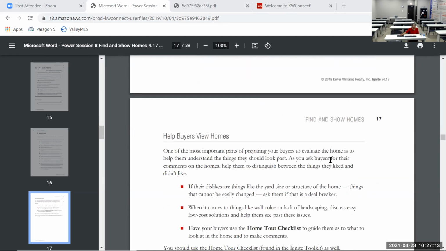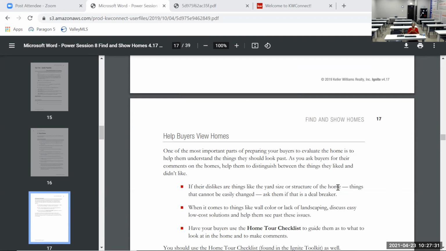Now you want to help the buyers to view the homes. One of the most important parts of preparing your buyers to evaluate the home is to help them understand the things they should look past. As you ask buyers for their comments on the homes, help them to distinguish between the things they liked and the things they did not like.